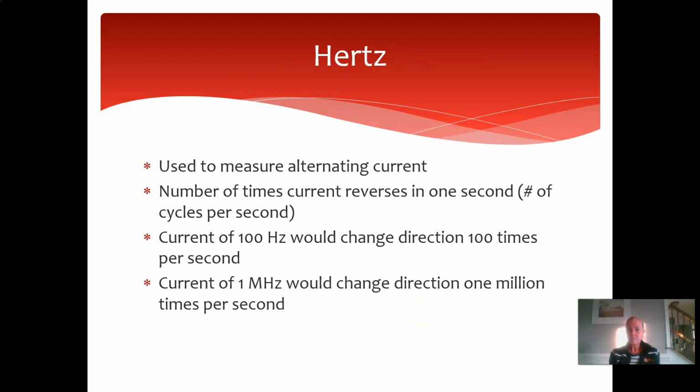Hertz are what we use to measure alternating current, and that's the number of times that the current reverses or alternates or changes direction in 1 second. So it's the number of cycles per second. So an example would be a current of 100 Hertz would change direction 100 times in 1 second. A current of 1 megahertz, you've heard 1 megahertz before, right? Think back to ultrasound, changes direction 1,000,000 times in a second. So again, this is a very fast alternating between positive and negative.